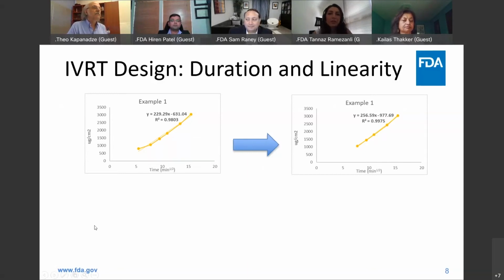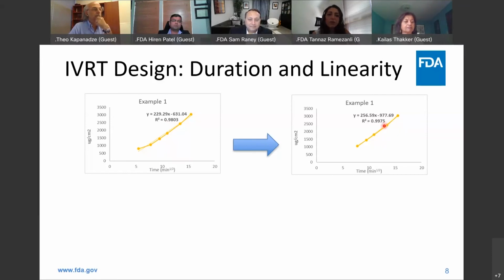So these are the examples that I mentioned. On the left graph, you see an IVRT profile, a release profile, and it has an R-square value of 0.98, which seems to be acceptable. However, if you pay attention to the first data point, taken at 30 minutes, the release rate in the first interval looks different than the remaining IVRT duration. In the graph on the right, we have excluded that first time point, and our release rate has changed and our linearity has improved to 0.99.